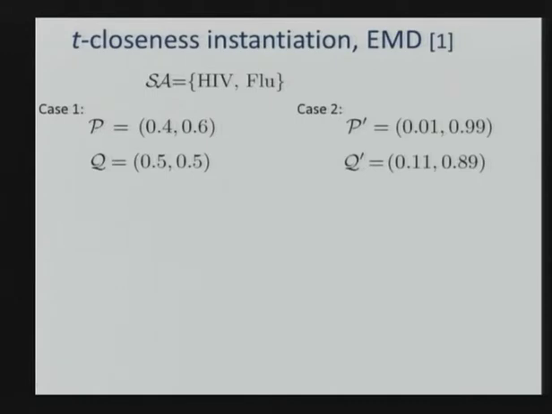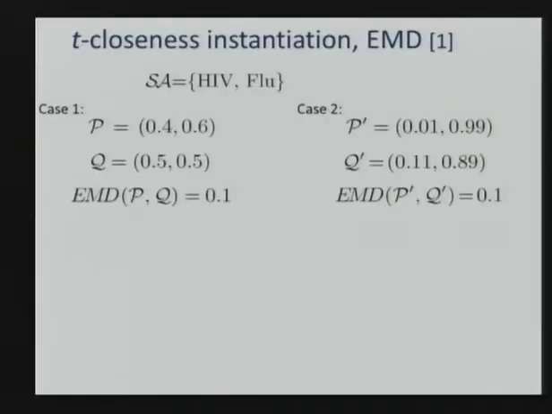In case 2, the global distribution of HIV is 0.01 and of flu is 0.99. And Q prime is the local distribution in an equivalence class. By the EMD metric of T-closeness, the distance between P and Q and the distance between P prime and Q prime are both 0.1. So by T-closeness, these two cases provide the same privacy level or the same privacy guarantee.